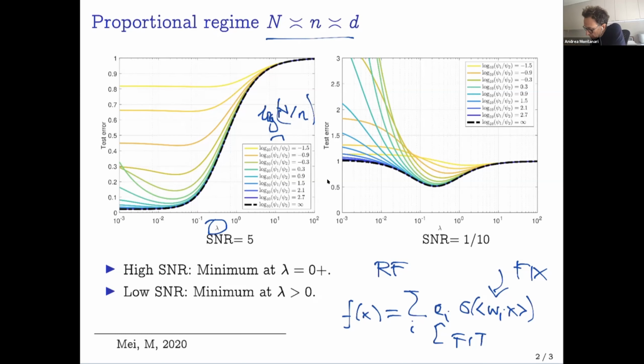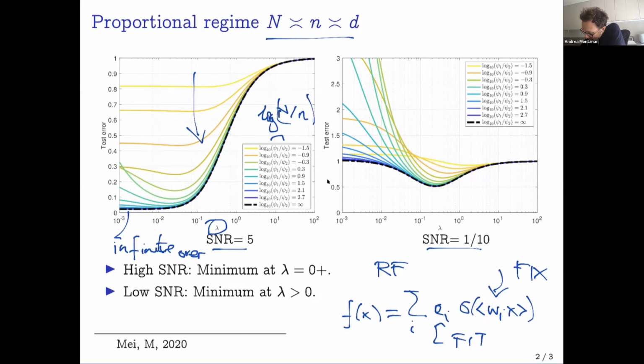And we see an interesting phase transition phenomenon here, namely depending on the value of the SNR. These are two figures for different SNR. Is lambda equals 0 optimal or not? So these curves correspond to various overparameterizations, with the black dashed curve corresponding to infinite overparameterization. So you see that infinite overparameterization is always optimal. Okay, and it's always the lower envelope of this series of curves.